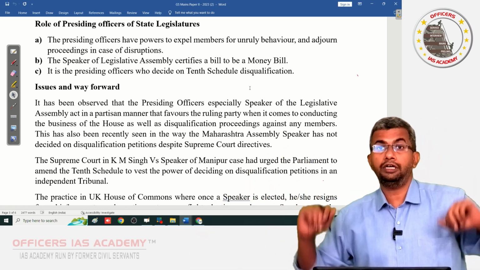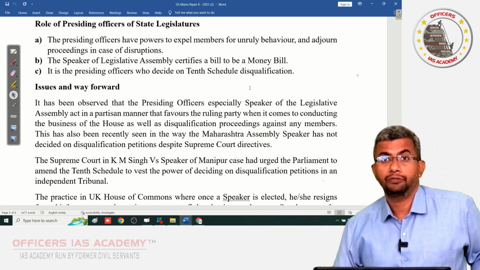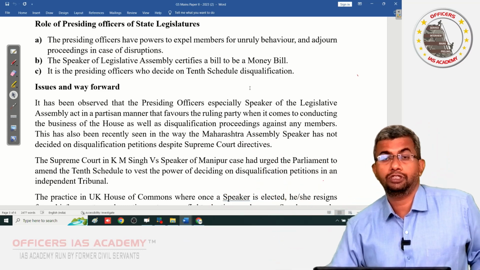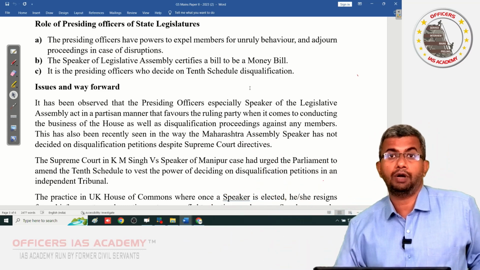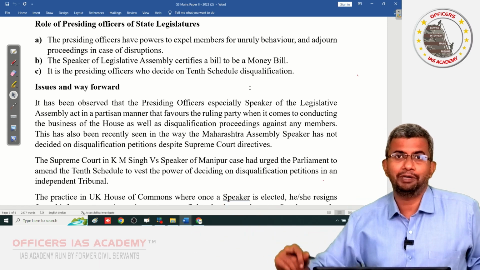But the Speaker has not yet decided on it. Almost 4 months are over. The Supreme Court has again given a directive to the Speaker to come out with a plan of action within 1 week. I don't know when they are going to submit it.